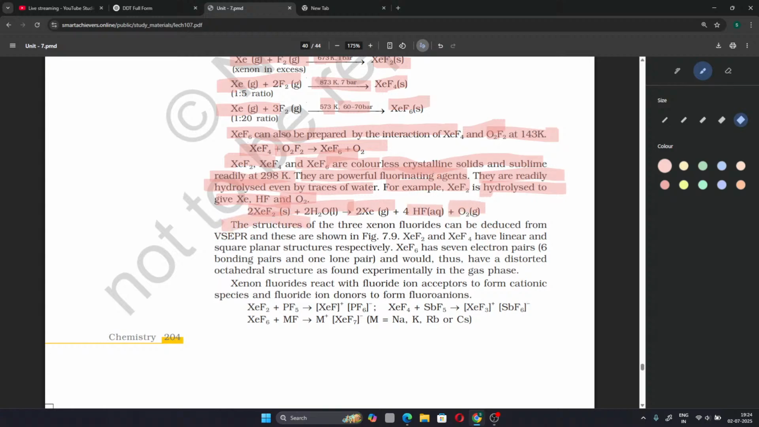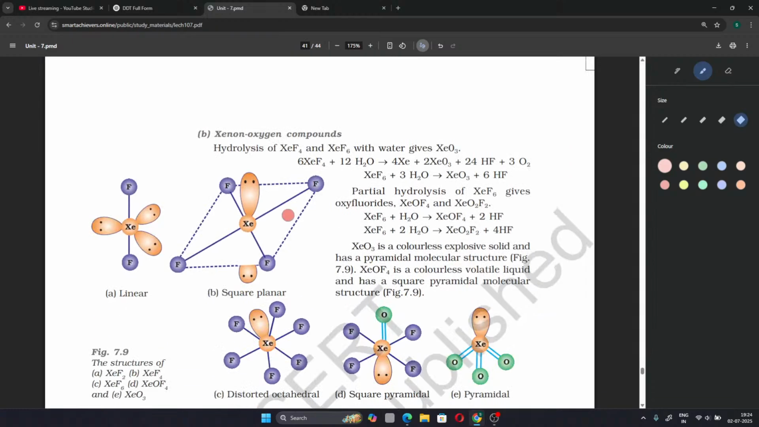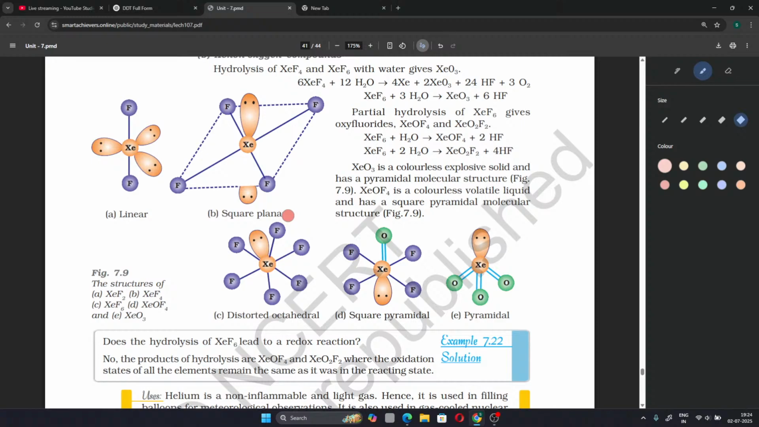The structure of the three xenon fluorides can be deduced from valence shell electron pair repulsion theory and are shown in figure 7.9. A is the structure of XeF2, a linear structure. Xenon has a total of 8 electrons, so 4 lone pairs, and with 2 used in bonding, 3 lone pairs are there. This forms a trigonal bipyramidal geometry and a linear shape.